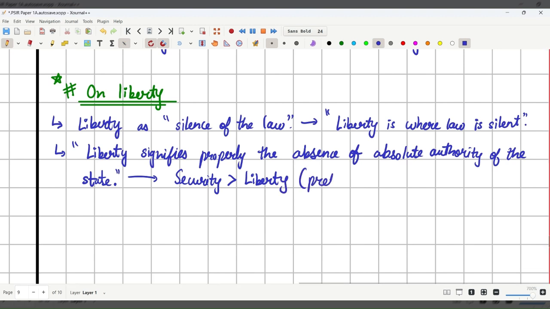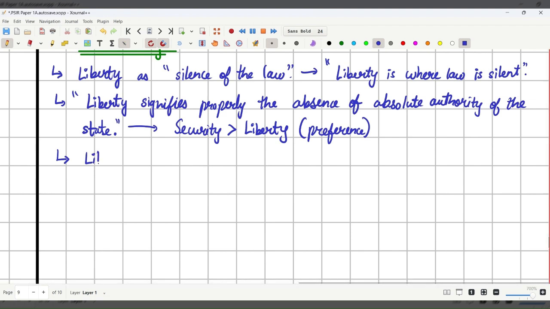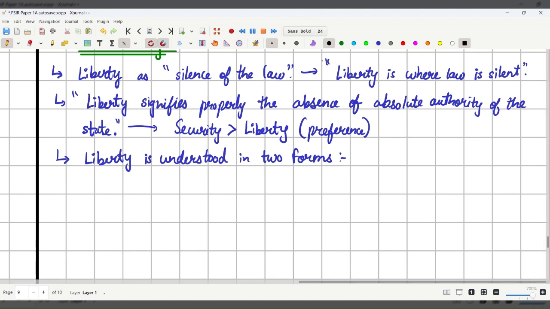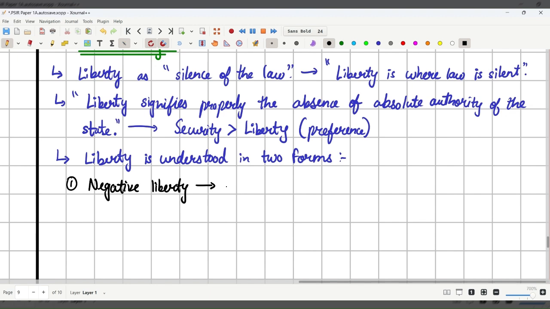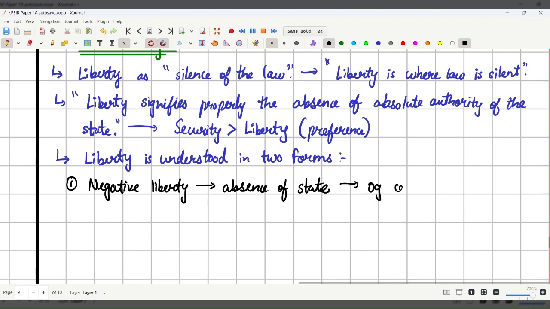Liberty is understood in two forms, which are positive liberty and negative liberty. First, negative liberty is basically the absence of the state, and this is the original concept of liberty. Then the second concept is positive liberty.